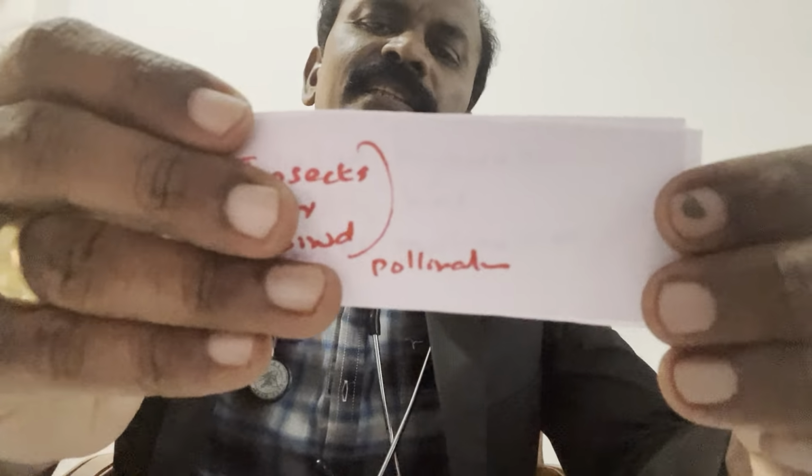8 nucleate, 7 celled. What is the question? What is the answer? Mature angiosperm, embryo sac in a flowering plant. 8 nucleate, 7 celled. I think this question they have repeated more than 10 times.